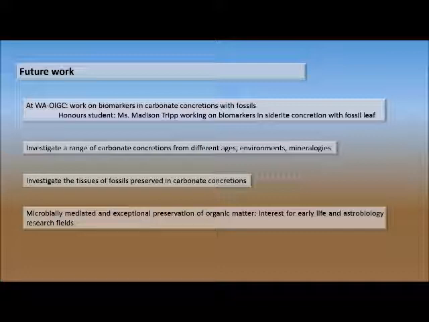Except maybe at the GSA, where my supervisor is following work on carbonate concretion, and currently has an honours student working on biomarkers in siderite concretion, which, well, it's not a bone, it's a leaf, but still it's something, destroying fossils. We're in the process. We could also investigate a whole range of carbonate concretion from different ages, environments and mineralogy. That's been done a little bit, but most of the time people separate the different disciplines: a bit of inorganic geochemistry, a bit of organic geochemistry, mineralogy, imaging. It's hard to get people to combine and actually discuss what those different approaches give to the story.